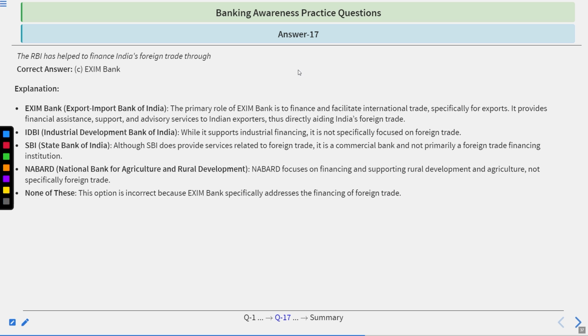NABARD, National Bank for Agriculture and Rural Development, focuses on financing and supporting rural development and agriculture, not specifically foreign trade. None of these. This option is incorrect because Exim Bank specifically addresses the financing of foreign trade.